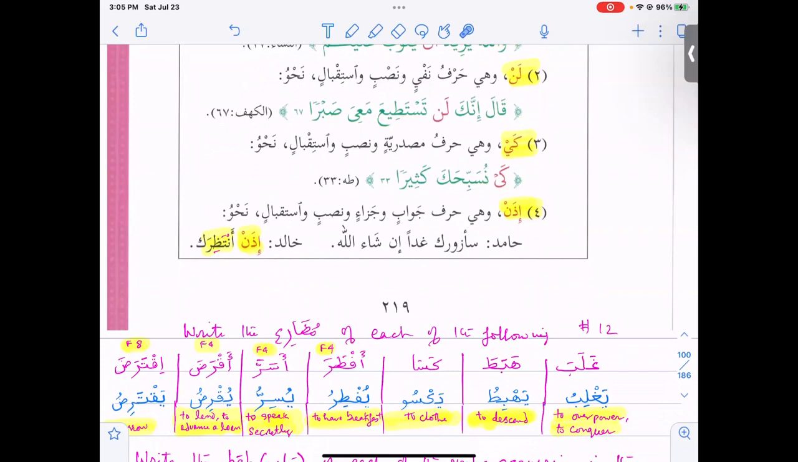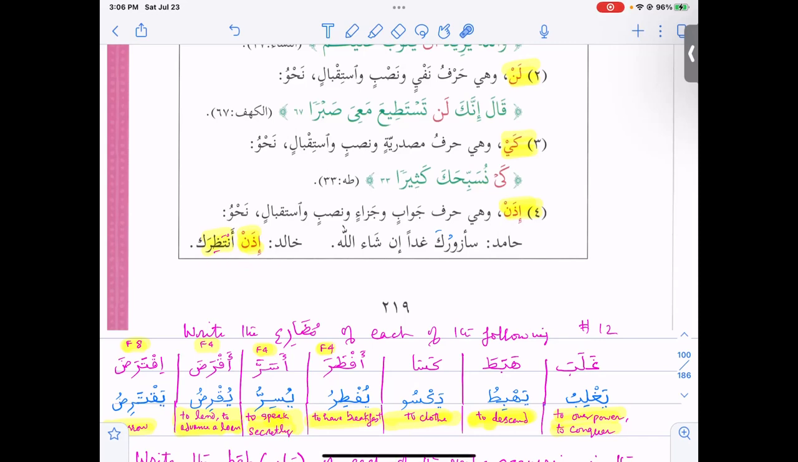So, Hamid says, Sa'azuruka ghadan inshallah. I will visit you tomorrow, inshallah. From zara yazuru. Khalid replies, Idhan, in that case, antaziraka, I will wait for you. Idhan came and this verb became mansub. Intazara yantaziru became antaziraka. Remember, Idhan will make fi'l mudari'a mansub.